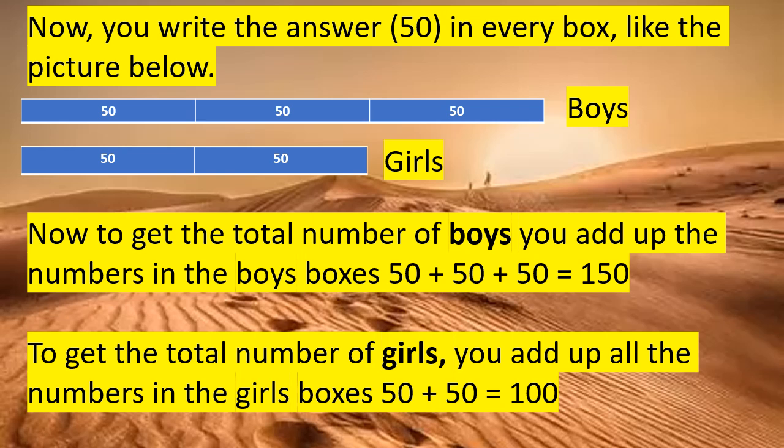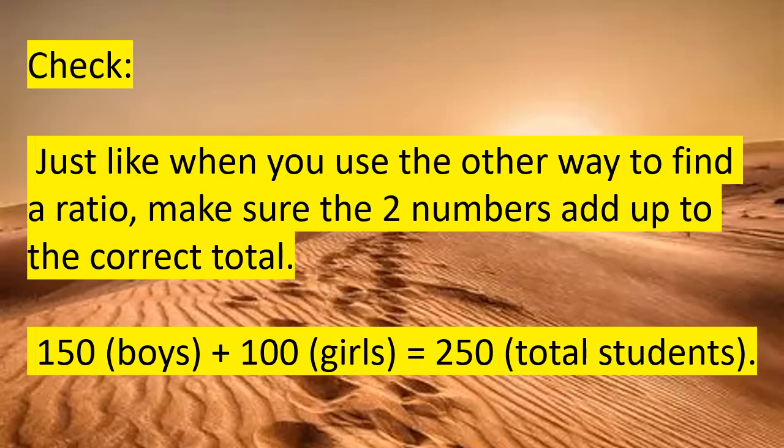Now to get the total number of boys, you add up the number in the boys' boxes. 50 plus 50 plus 50 equals 150. To get the total number of girls, you add up the number in the girls' boxes. 50 plus 50 equals 100. So check. Just like when you use the other way to find a ratio, make sure the two numbers add up to the correct total. So 150 boys plus 100 girls equals 250 students. So that's okay.